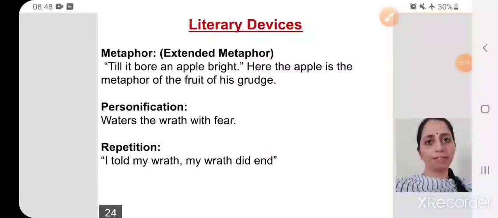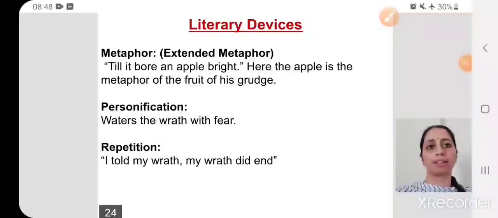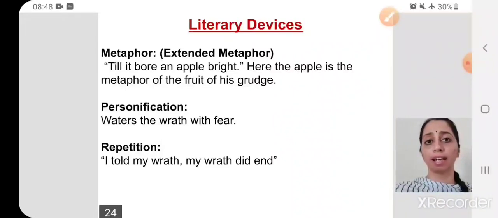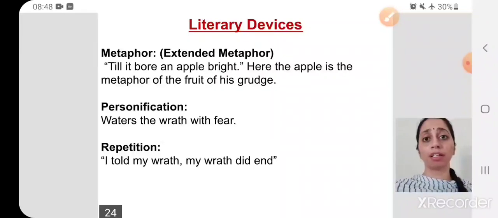The next figure of speech that we will see is repetition. Now what's a repetition? When a word is repeated in the same line, it is called repetition. So, "I told my wrath, my wrath did end." If you see the word wrath is repeated, so that figure of speech is repetition.